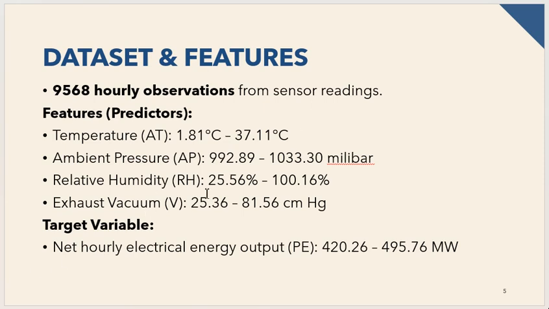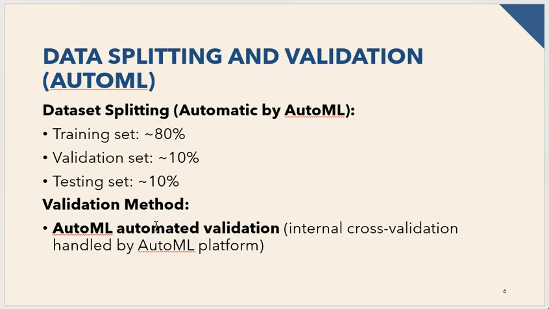These are the data features. About 10,000 hourly observations were included in the data set, and AutoML actually has an inbuilt feature to do data splitting and internally does the cross validation.